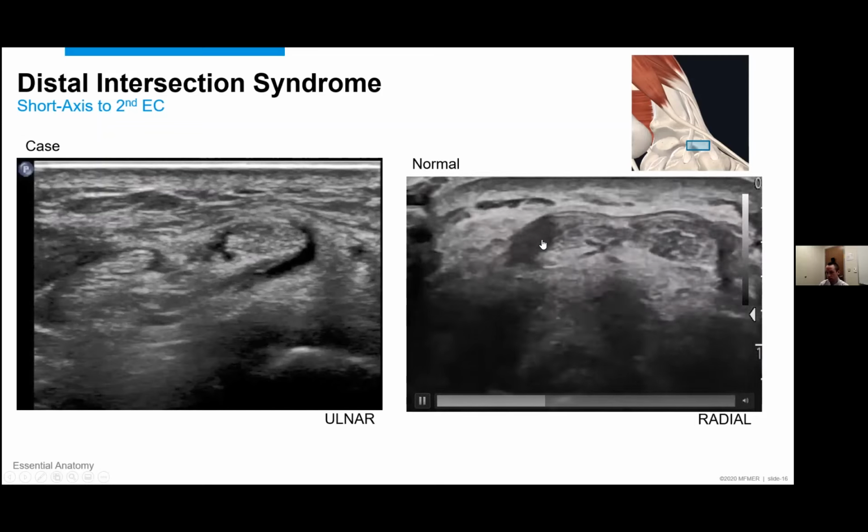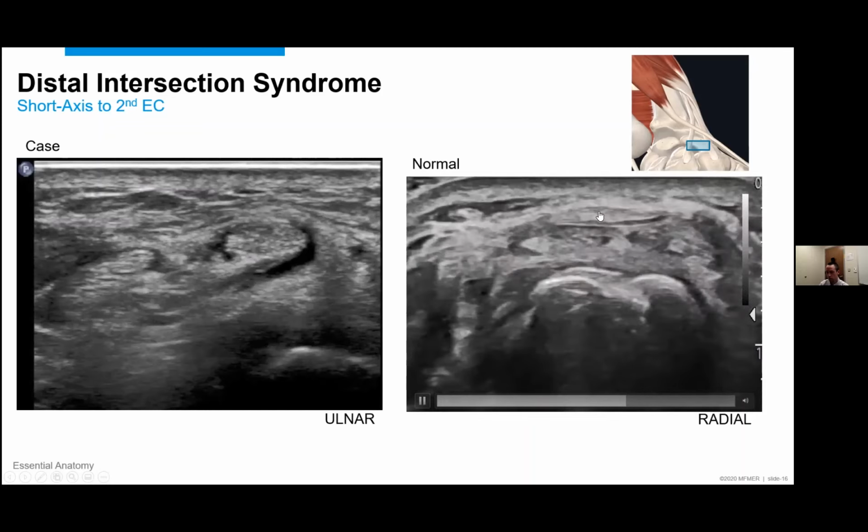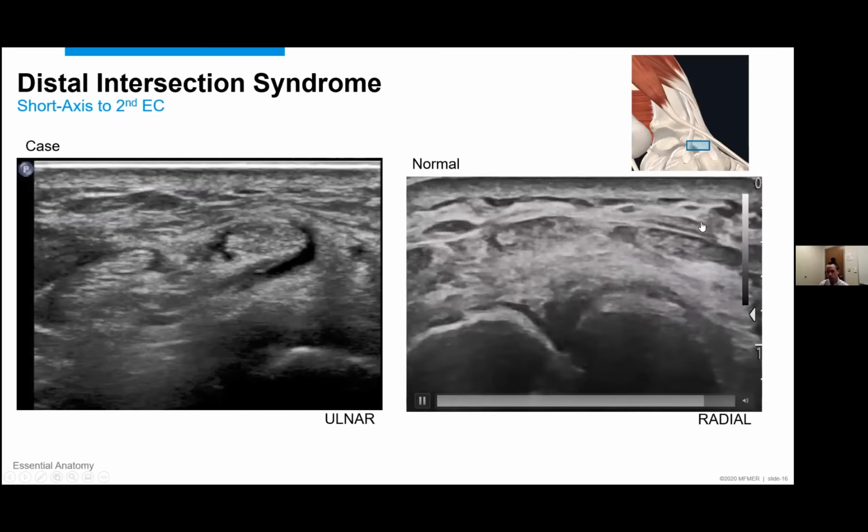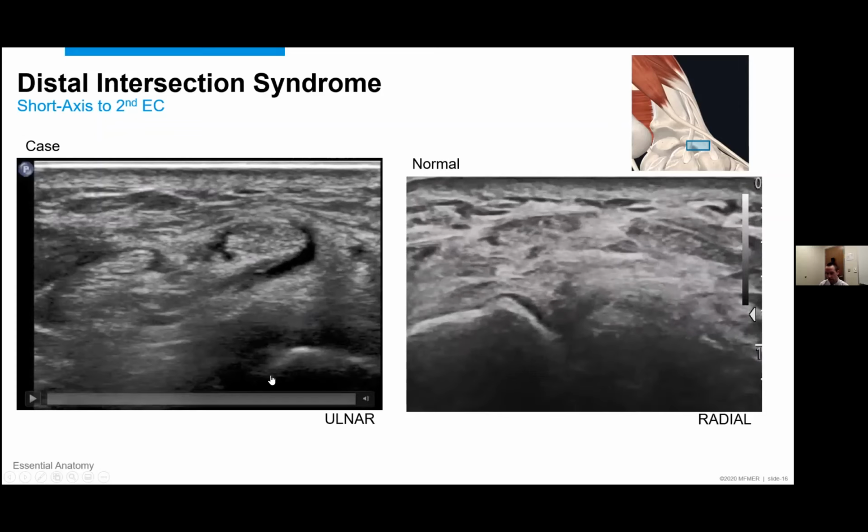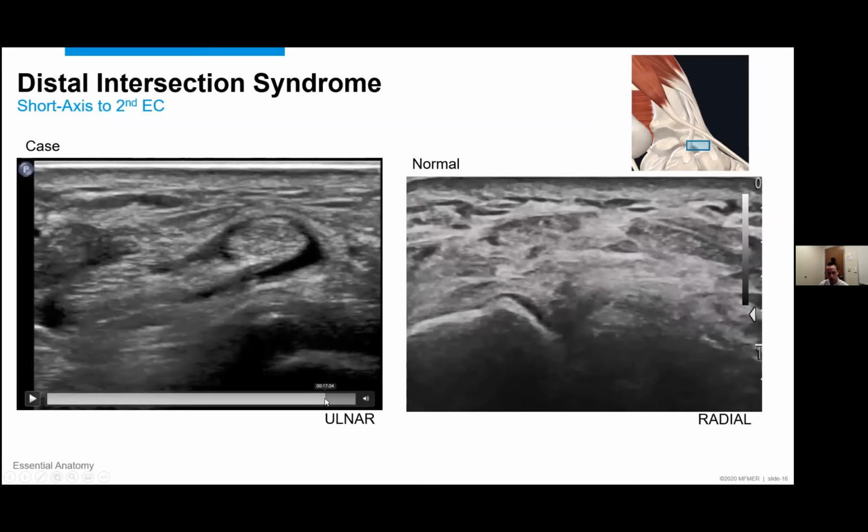And this is reversed. So now this is ECRB, third compartment crossing over the top. We're not seeing that fluid collection. I think it's a little better depicted right here. So if you compare the two, you can see the difference side to side as far as the tendon sheaths are surrounded by this anechoic fluid collection, just distal and at that distal intersection syndrome area.